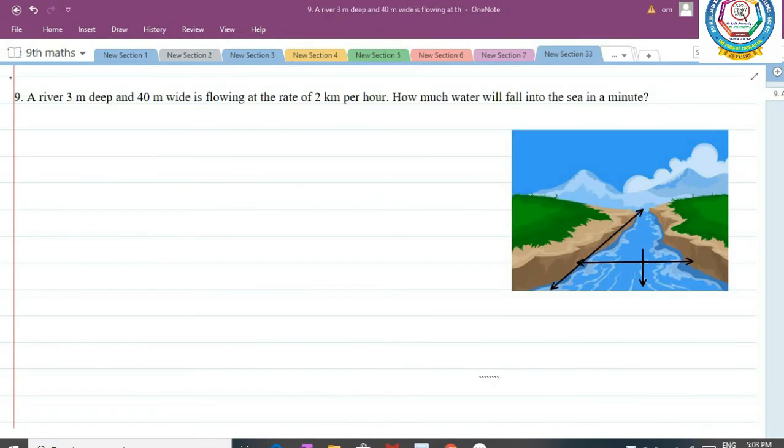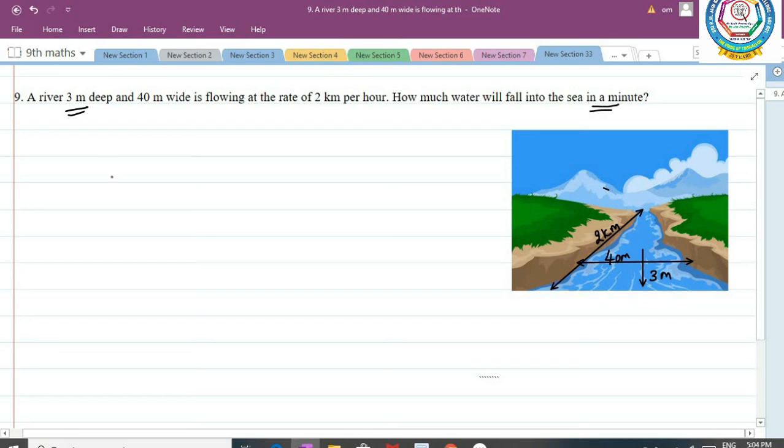Sum number 9. A river 3 meter deep and 40 meter wide is flowing at the rate of 2 km per hour. How much water will fall into the sea in a minute? A river 3 meter deep. Deep here represents height, that is 3 meter, and wide 40 meter. Wide here represents breadth. So 40 meter is flowing at the rate of 2 km per hour. This flowing of water represents length, that is 2 km. Question: how much water will fall into the sea in a minute?